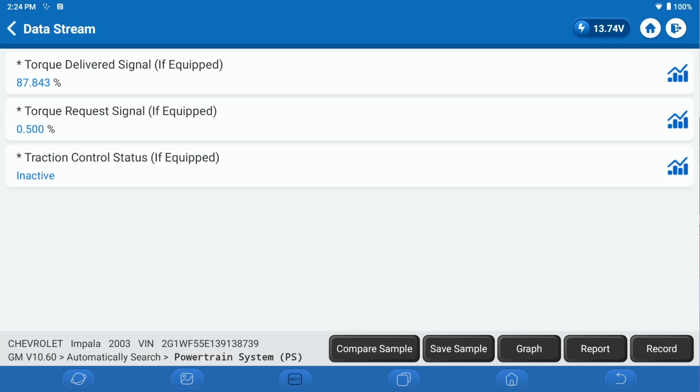All right, so now I look at the torque request and the torque delivered signal, and if I'm a little bit high or a little bit low. I want 0.5 and I got 87.43, so in other words, I've got more than I need. This is something you're going to start looking at because it's based on the throttle angle plus the accelerator pedal plus the conditions of the car. Something to start looking at and going across.